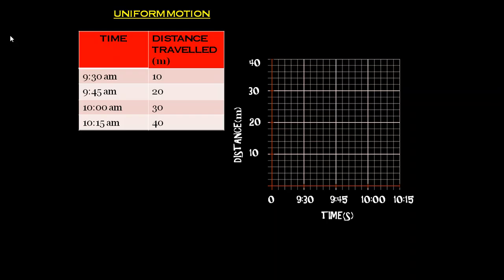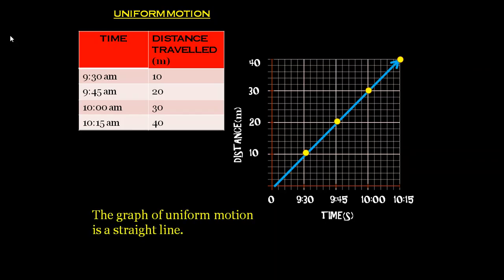Now, as shown in the table, the person travels 10 meters at 9:30 am, another 10 meters at 9:45 am, another 10 meters at 10 am, and next 10 meters at 10:15 am, by traveling a total distance of 40 meters. So, when we join the points, we get a straight line. So, the graph of uniform motion is a straight line.